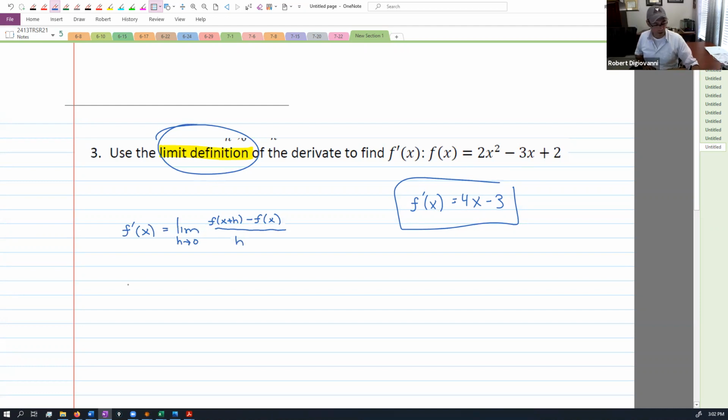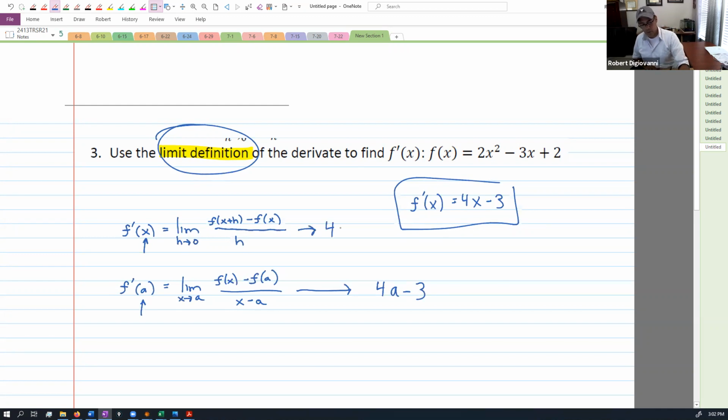And then there's also the derivative at a, which is the limit as x approaches a of f of x minus f of a over x minus a. You can use either one. You just have to remember that one of them gives you the derivative at x, the other one's at a. So if you use this formula, you're going to get an answer 4a minus 3. If you use this formula, you're going to get 4x minus 3 when you go through all the work.